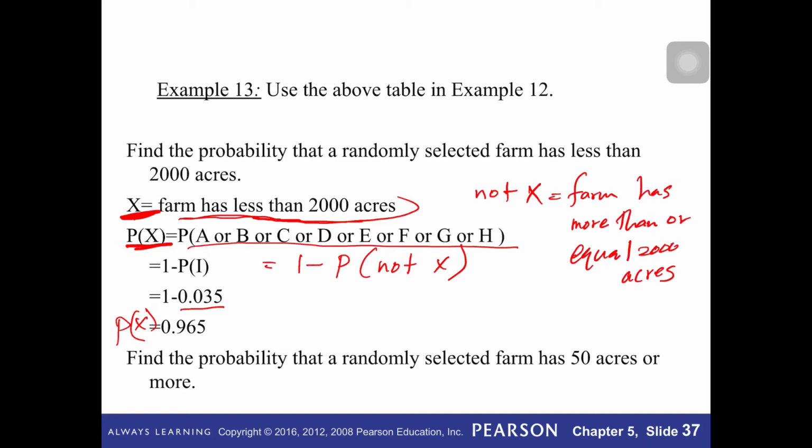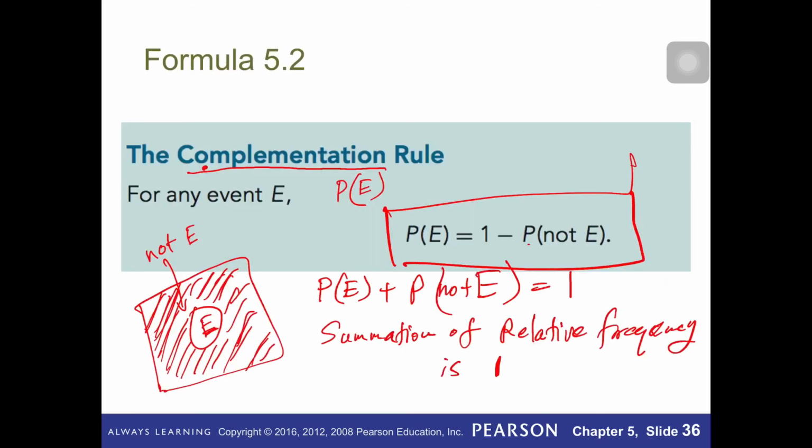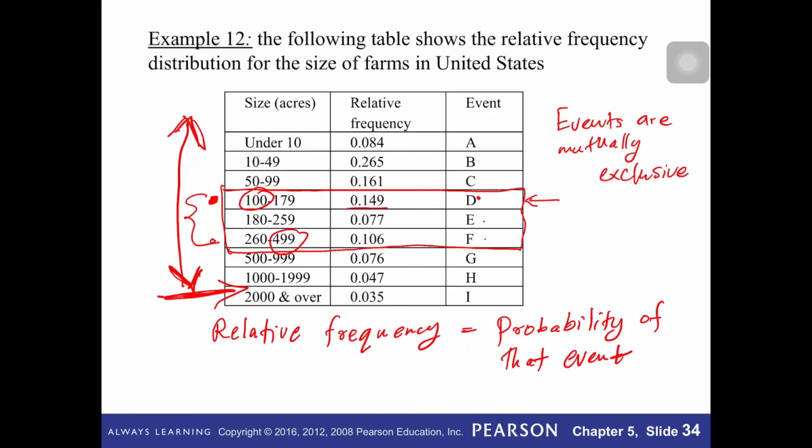Okay, so always try to reduce the workload within that question. Try to be smart. Okay, find the probability that the randomly selected farm has 50 acres or more. So same idea you have to use. Farm has 50 acres or more means whatever from this line to here, right? So what you have to do? Add the first two sizes together and we'll get the 1 minus value, right?